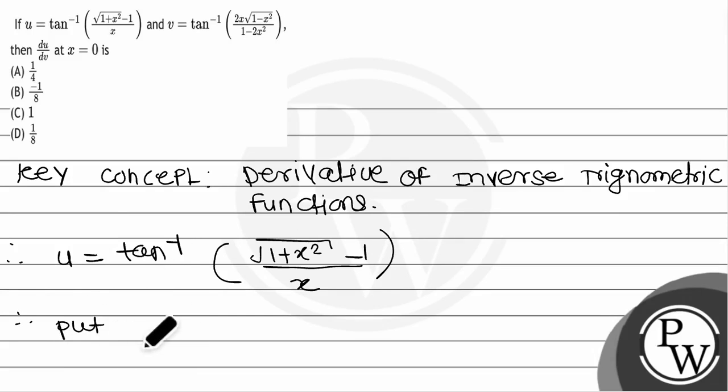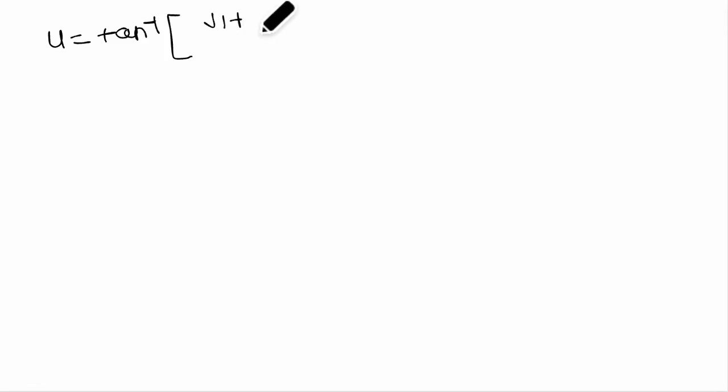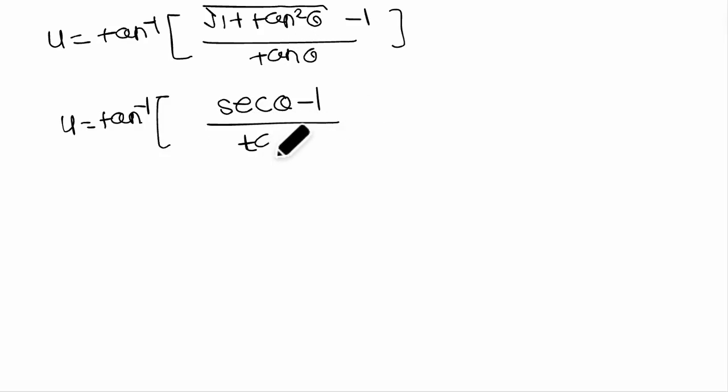Put x equal to tan theta. So what will be the value of theta? Theta equals tan inverse of x. So what will we get? u equals tan inverse of, in the bracket, square root of 1 plus tan square theta minus 1 upon tan theta. Bracket close. 1 plus tan square theta will be sec square theta, and square root of sec square theta will be sec theta, minus 1 upon tan theta.